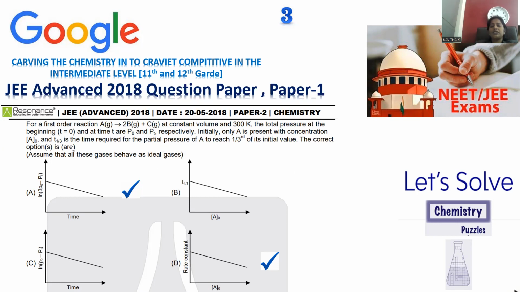The correct options are to be identified. Assume that all these gases behave as ideal. All are ideal gases, meaning we are maintaining constant temperature and constant volume conditions as well, right? So for that purpose, the correct answers are expected to be A and D. Let's see how we can answer this.